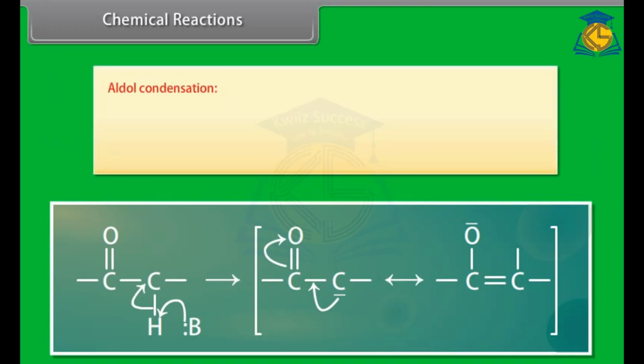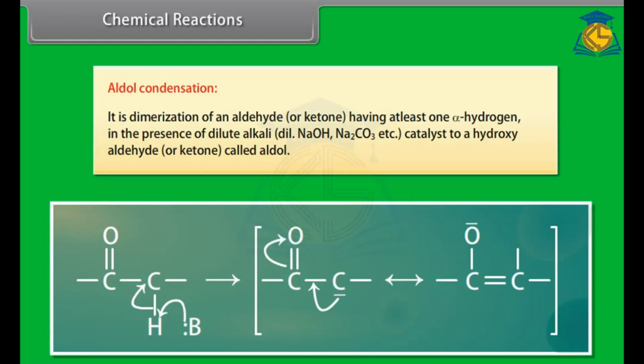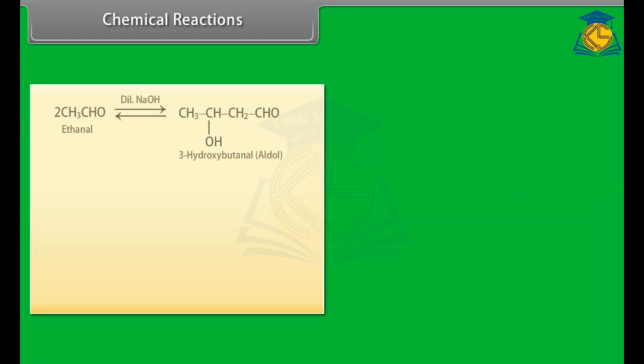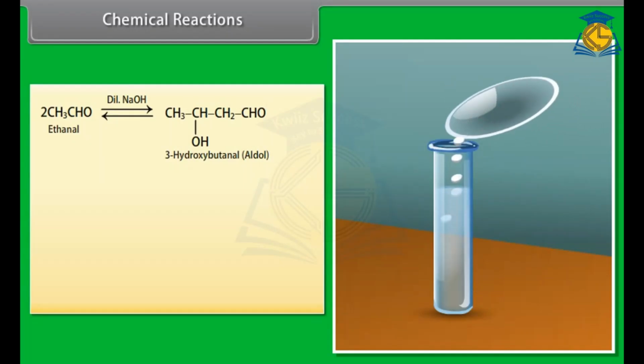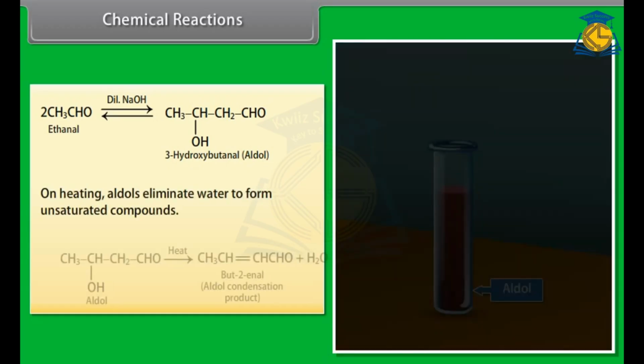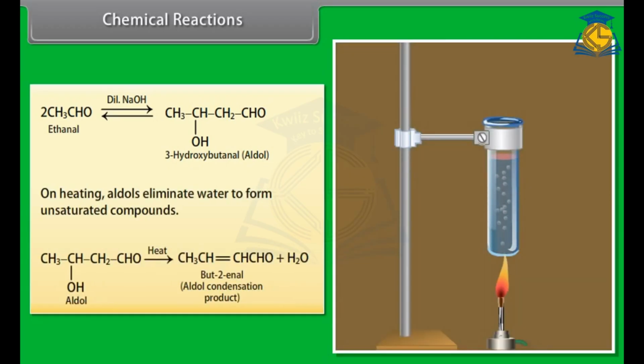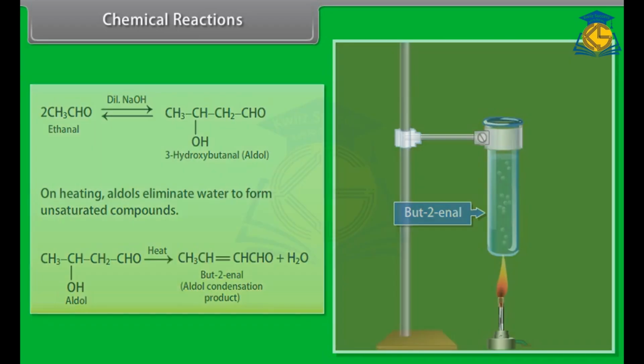Aldol condensation. It is dimerization of an aldehyde or ketone having at least one alpha hydrogen, in the presence of dilute alkali such as dilute sodium hydroxide, sodium carbonate, etc., as catalyst, to a hydroxyaldehyde or ketone called aldol. Ethanal, in the presence of dilute sodium hydroxide, undergoes condensation to form a syrupy liquid known as aldol. On heating, aldols eliminate water to form unsaturated compounds.